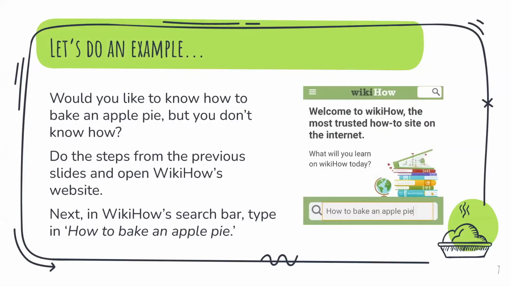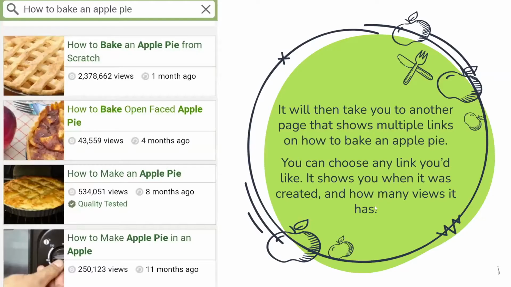Let's do an example. Would you like to know how to bake an apple pie, but you don't know how? Do the steps from the previous slides and open Wikihow's website. Next, in Wikihow's search bar, type in how to bake an apple pie. See what the search bar looks like. It will then take you to another page that shows multiple links on how to bake an apple pie.